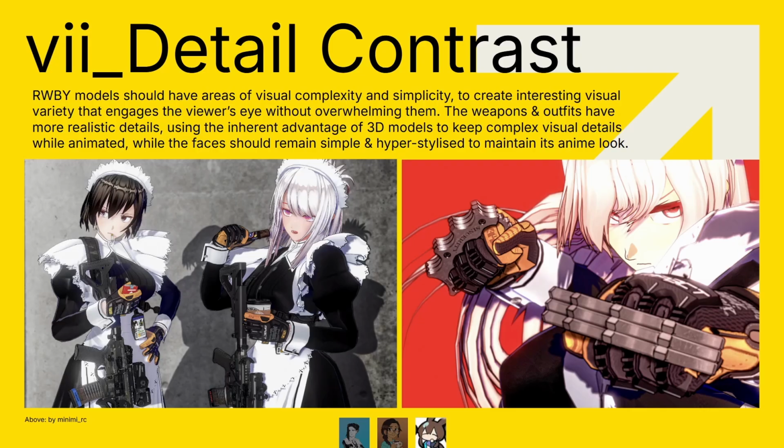where you don't want your character to have too many details everywhere, because then your eye doesn't know where to look. So in this case, the weapons and the outfits have the more realistic details, and not just in terms of detailing, but also textures, things like stitchings and whatever material the clothes and weapons are made out of, using the inherent advantage of 3D models to portray all these complex visual details in animation, while the faces themselves should remain simple and hyper stylized to maintain this more anime look.